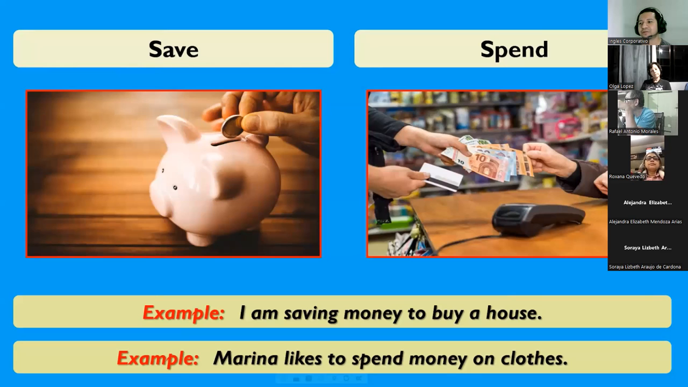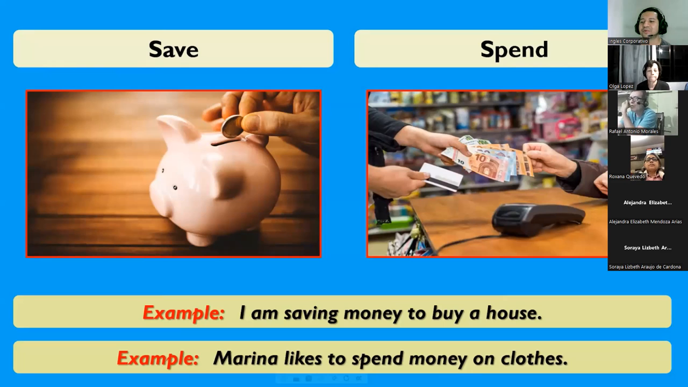Save se puede traducir como salvar o como ahorrar, ¿verdad? Save money. So, Olga, can you read the first sentence, please? Or the two sentences? Okay. I'm saving money to buy a house. Marina likes to spend money on clothes. On clothes.